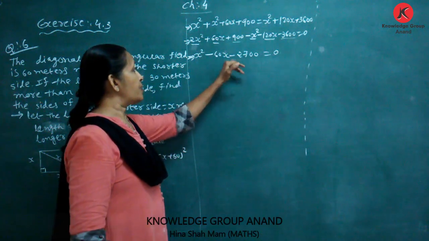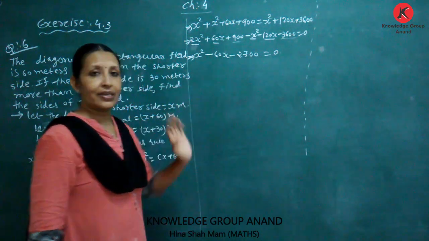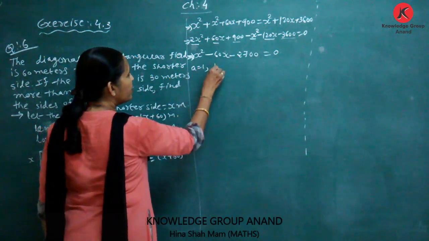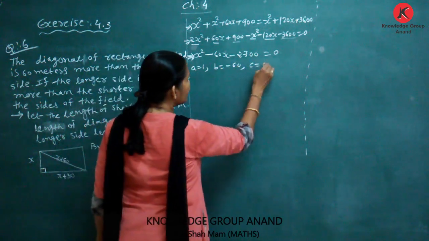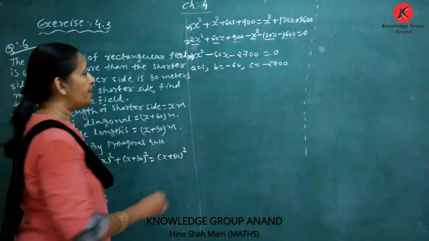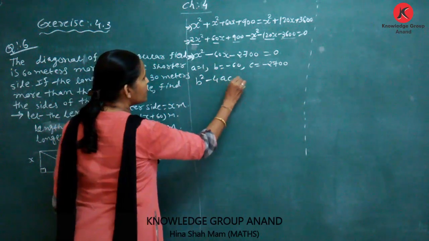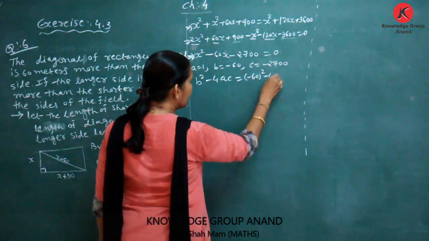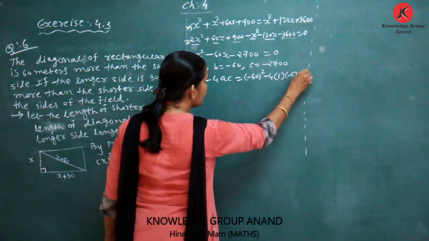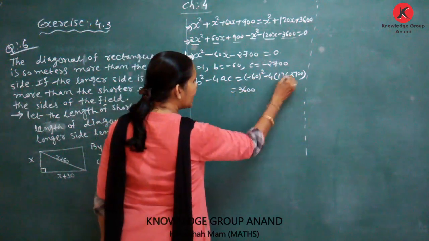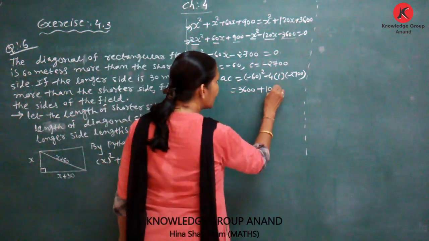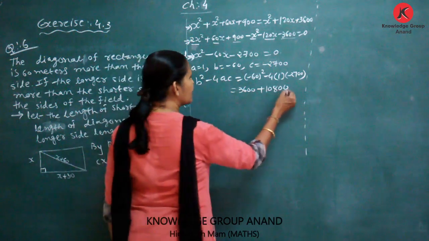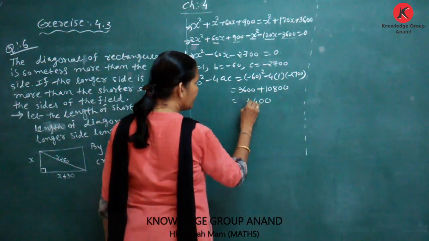Factors of 2700 whose difference is 60 are not easy to find, so by which method? Here A equals 1, B equals minus 60 and C equals minus 2700. Now find B square minus 4AC, which is (minus 60) square minus 4 times 1 times minus 2700, equals 3600 plus 10800, which is 14400.